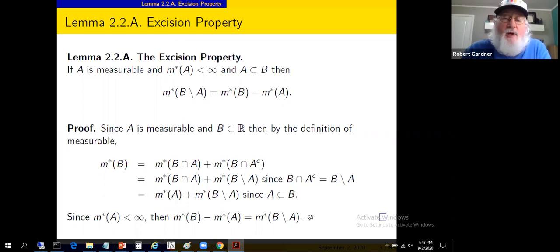So easy enough, follows from really just the definition of measurable and this caveat that A has to have finite outer measure to avoid a nonsensical equation. So reasonable behavior, the only conditions are A is measurable and has finite outer measure. Back to the notes.